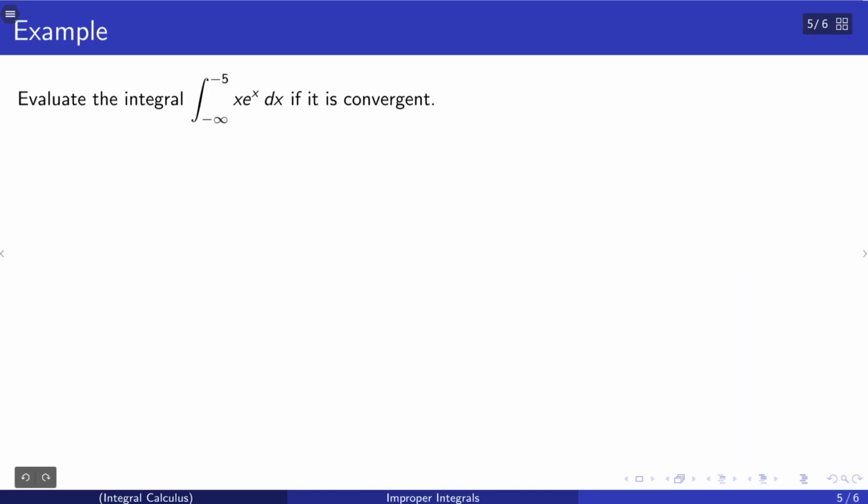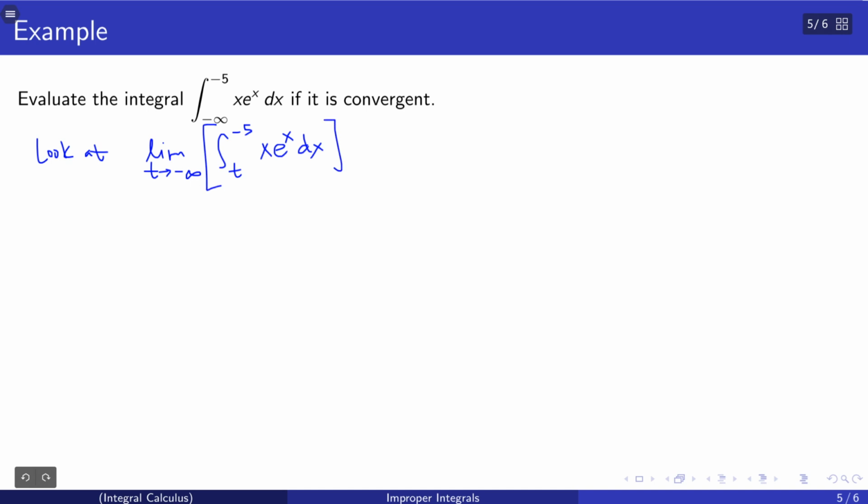And yeah, so that's basically it. And here's an example where you do have minus infinity for the lower limit. So let's just do this example here. We know from the previous slide that what we want to do is to look at whatever the value of this limit is. Limit as t goes to minus infinity, integral from t to minus 5, x e to the x dx.